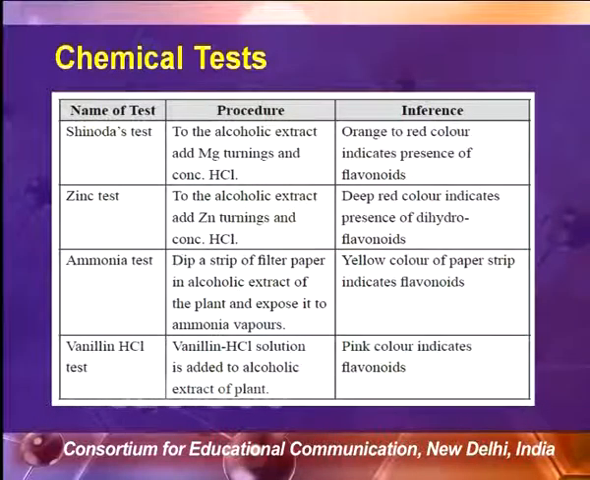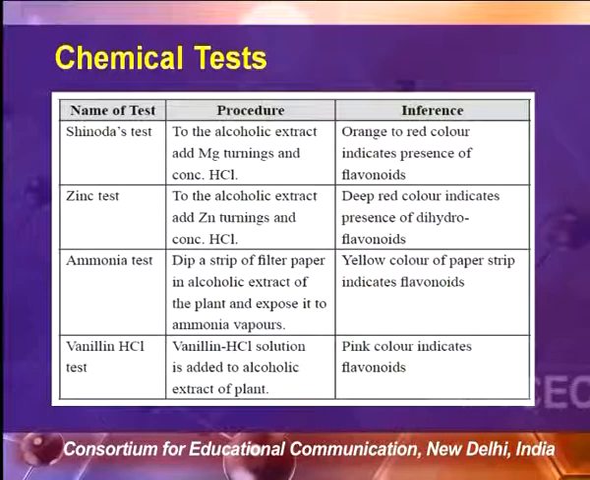Likewise, we can also detect the presence or absence of flavonoids with the help of the zinc test, and in place of magnesium in this test we add zinc turnings or zinc ribbon, and concentrated HCl is added. We obtain a deep red color in the end, which indicates the presence of dihydroflavonoids, or we can say flavanone type of flavonoids. The third test is the ammonia test, where we dip a strip of filter paper in the alcoholic extract of the plant, and then we expose that strip of filter paper to ammonia vapors. When this strip is exposed to the ammonia vapors, a yellow color of the paper strip is produced, which indicates the presence of flavonoids.